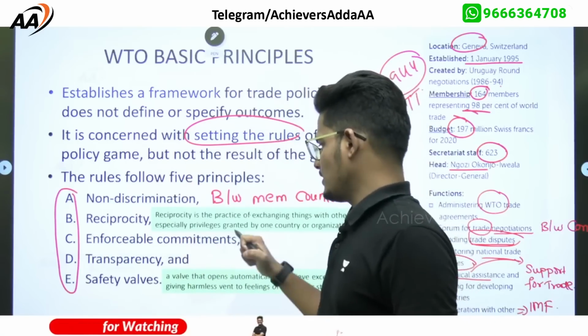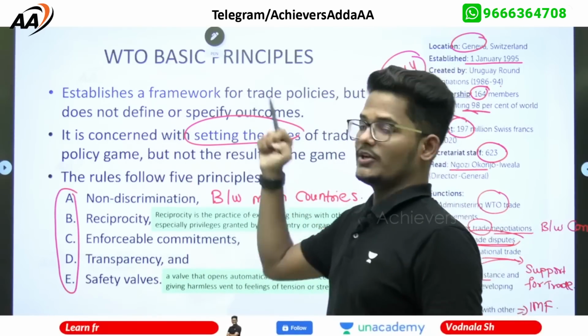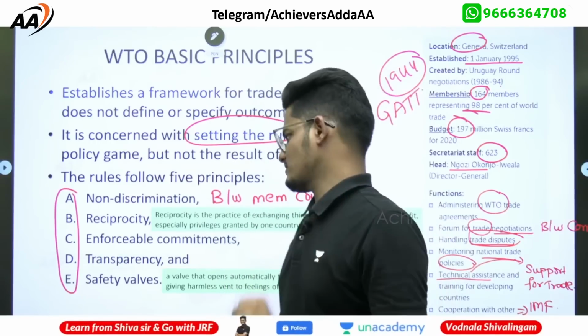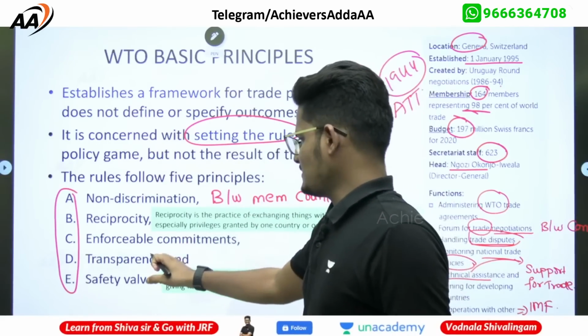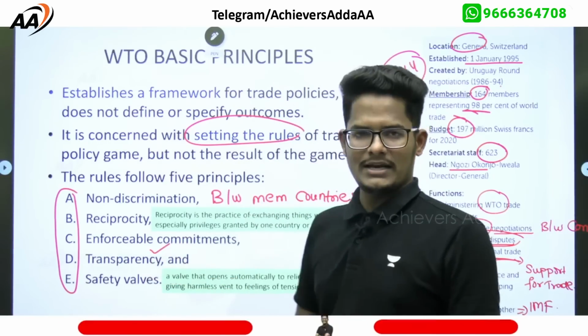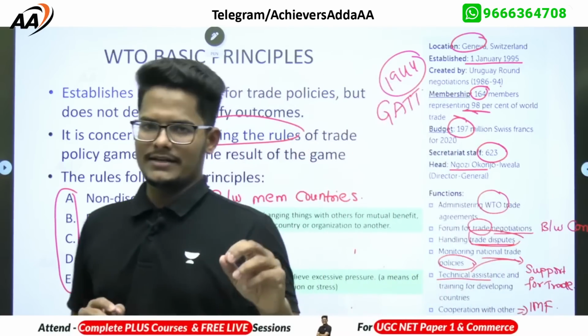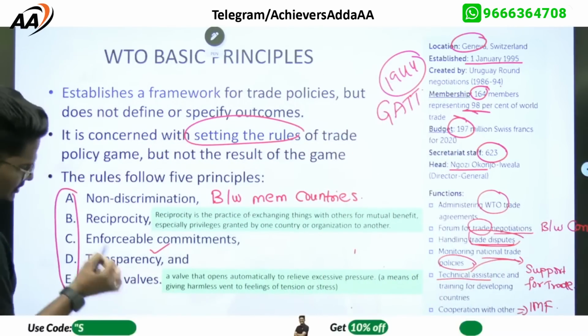After that, enforceable commitment. If the WTO gives something as a rule, they need to implement it mandatorily in any case. And here, transparency. There should be accountability and transparency. No fake or dishonest things should happen in the WTO.